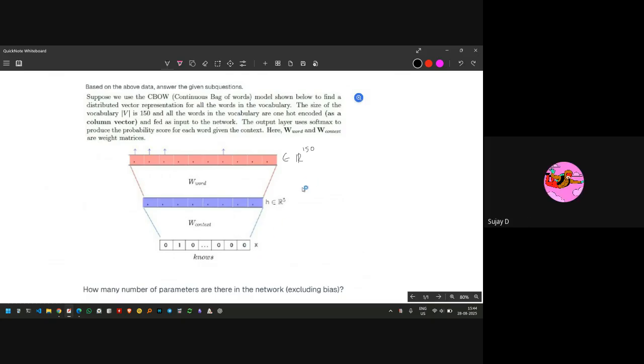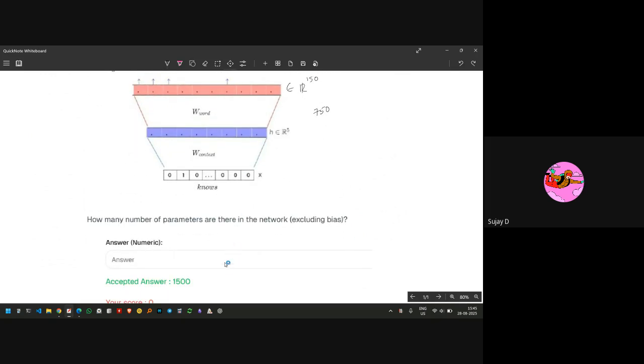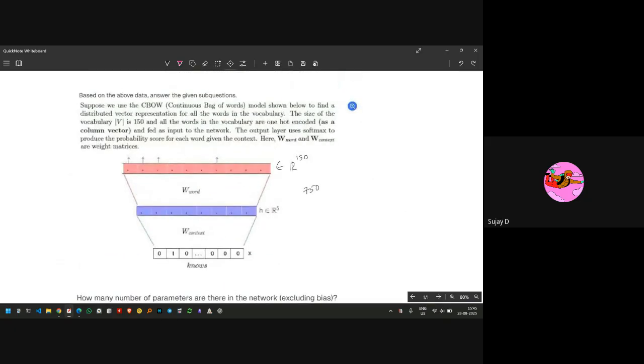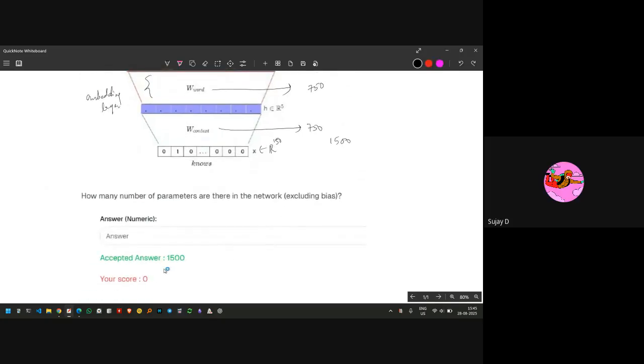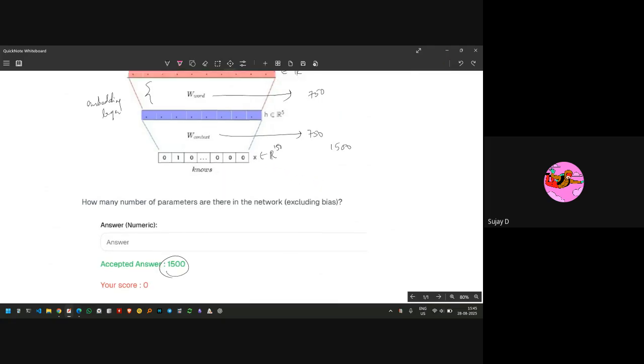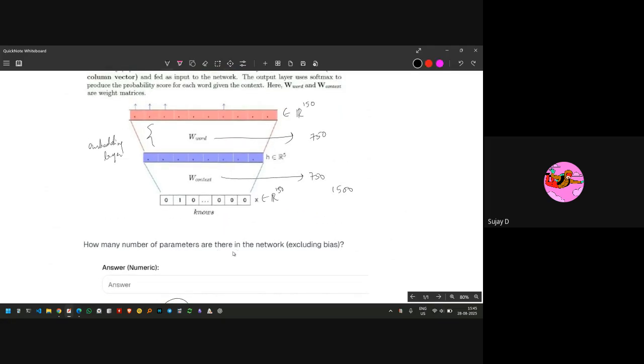Okay, it's 150 into 5, 750. Oh no, where have we gone wrong? Okay, they didn't ask for only the embedding layer. This is the embedding layer, and it's one hot encoding. This also belongs to R150, right? So this is 750, and this is again 750. 1500. After seeing the answer only, I made the solution. Yes, in the network, excluding bias.